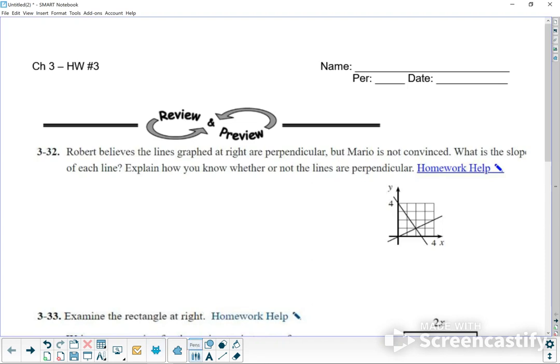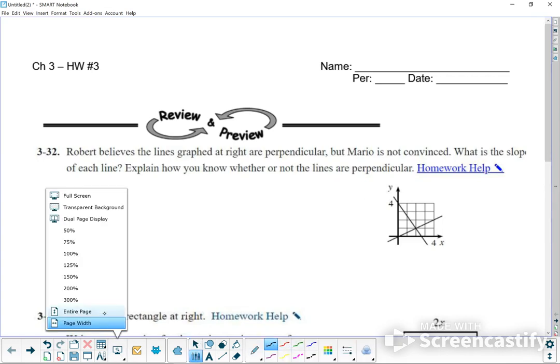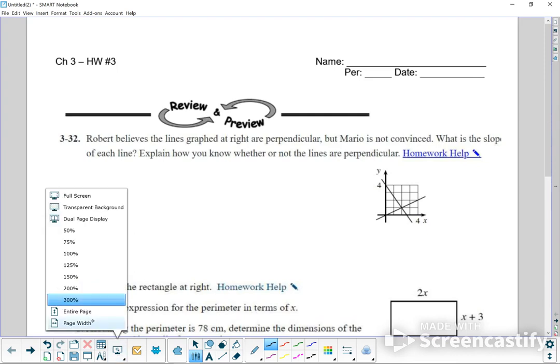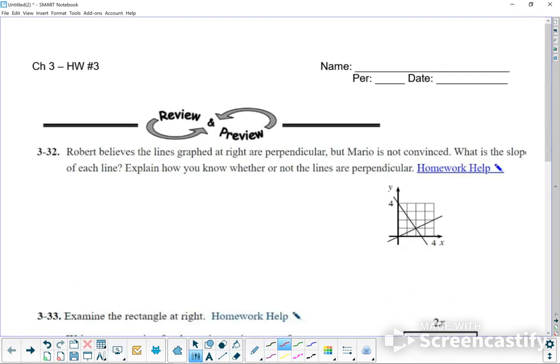Right? To find the slope, you are going to have to find 2 points on each graph and figure out the change in y over the change in x. So let's start with this line here. Okay, so I need 2 points. I'm going to use this point right here, and it looks like this is the next point.